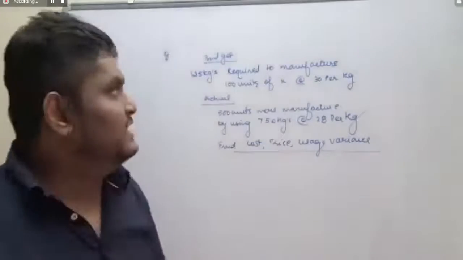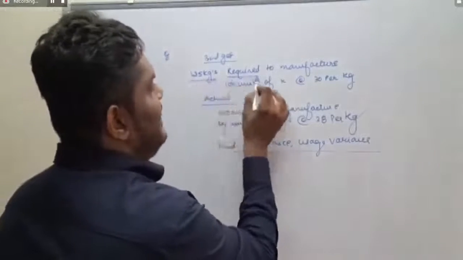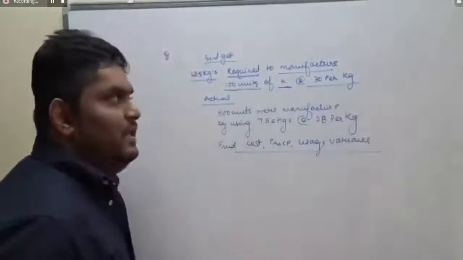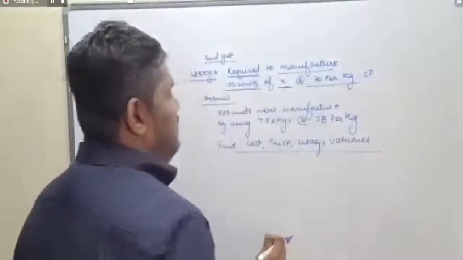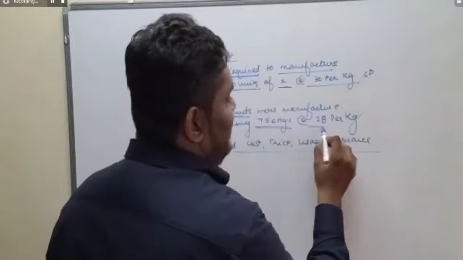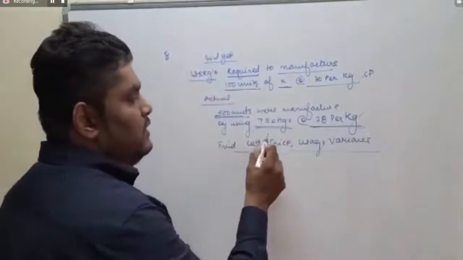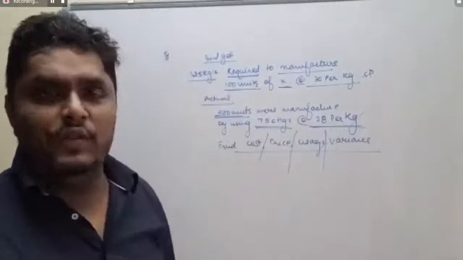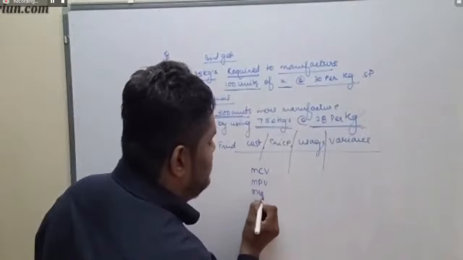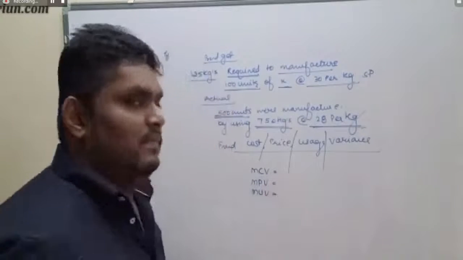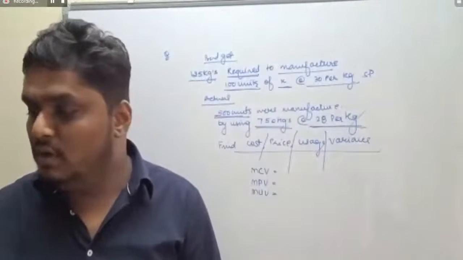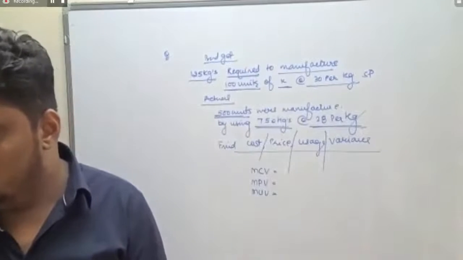I repeat again, guys, the budget is given wherein 125 kgs are required to manufacture 100 units of X at the rate of 30 per kg, the standard price of the raw material. In actual, 500 units were manufactured by using 750 kgs at the rate of 28 per kg. Find cost, price, and usage variance. Waiting for the answer. Material cost variance, material price variance, and material usage variance. Let me test who can solve this question. Very good. Waiting for your answers, guys.